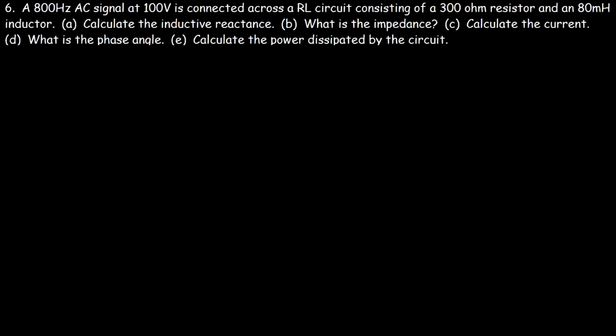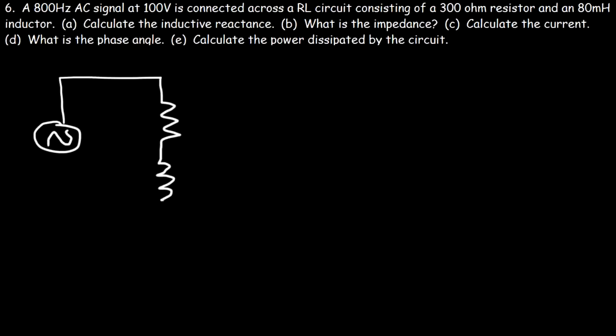Number 6. An 800 Hz AC signal at 100 volts is connected across an RL circuit consisting of a 300 ohm resistor and an 80 millihenry inductor. Calculate the inductive reactance. So let's draw the circuit first. We have a resistor and an inductor. The frequency of the signal is 800 Hz, and the voltage is 100 volts. Now we have a 300 ohm resistor and an 80 millihenry inductor.